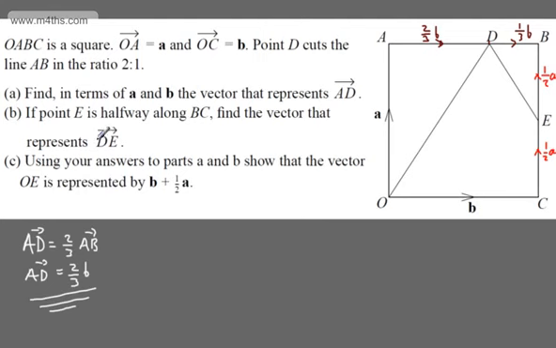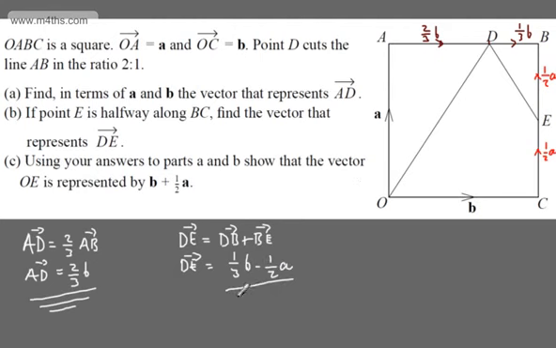We need to find now a vector that represents DE. So let's build up that journey. I can go from D to B and B to E. So I can write on here now D to E will be equal to D to B plus B to E. So let's go ahead and do that. We can say now D to E will be D to B, which is 1/3 B. Now, we need to be careful here. We're going against this vector. We're going in the opposite direction, so that's going to be minus 1/2 A.